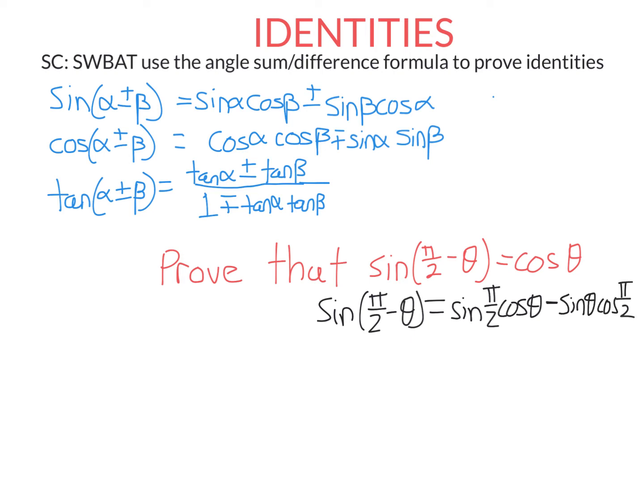So we know that sine pi on 2 is 1, cos pi on 2 is 0. So this will just reduce to 1 times cos theta minus sine theta times 0. Of course, this just becomes 0 and it's just cos theta. We have proved what we set out to really easily using the angle difference formula for sine. Let's look at another example.